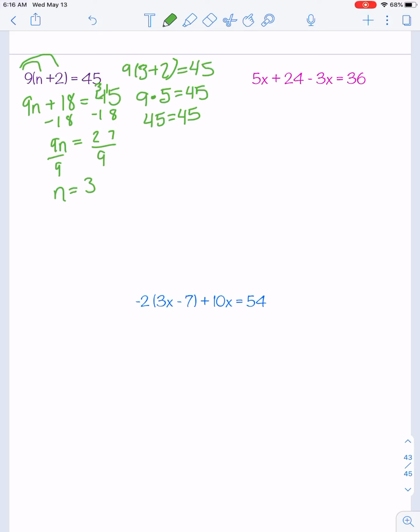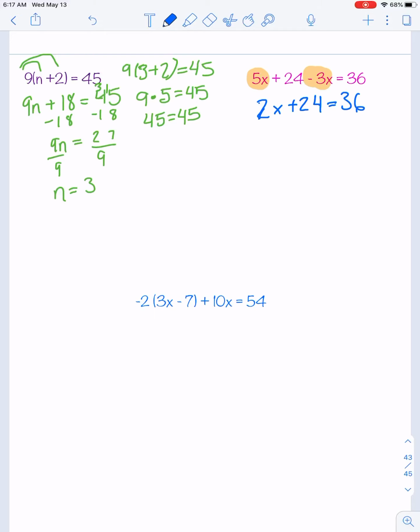Now let's look at the second one. We have 5x plus 24 minus 3x equals 36. So for this one, I need to combine like terms. So I'm going to combine my 5x and my negative 3x. So 5x minus 3x would be 2x. I have 2x plus 24 equals 36.